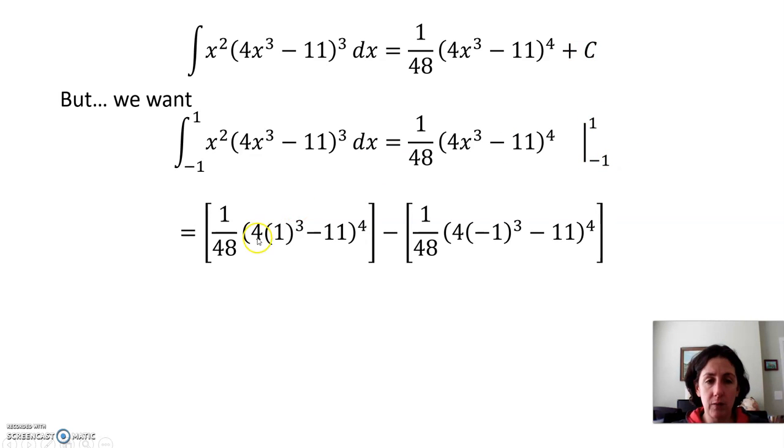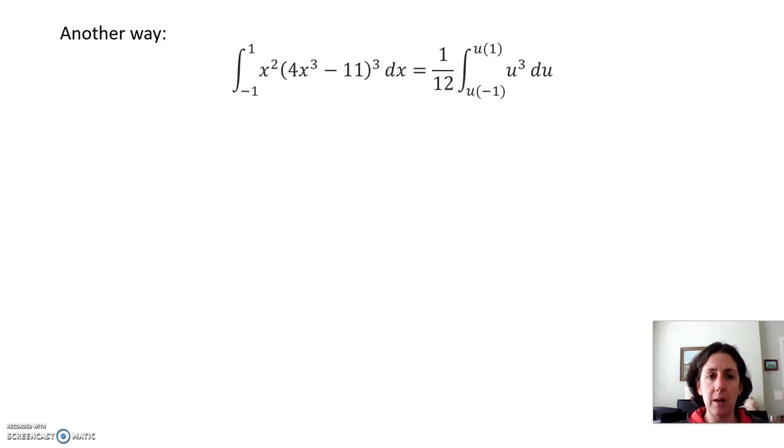So we'll take 1 over 48 times (4 times 1 cubed minus 11) to the fourth, minus 1 over 48 times (4 times -1 to the third minus 11). This is my F of b minus F of a. And when I do that, I get -3014 thirds. But there's a little bit of a different way.